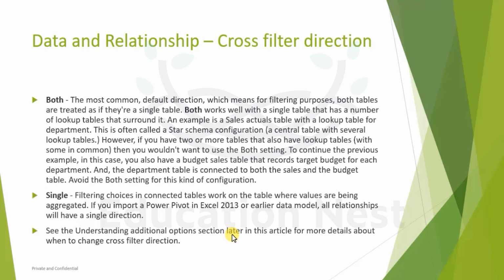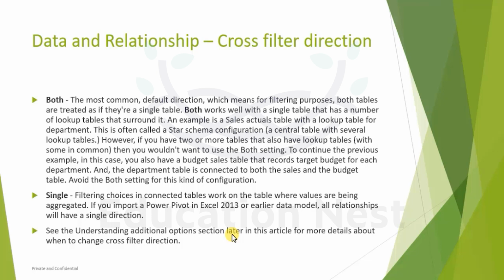Moving on. Now what did cross-filter direction do? So when you set it to both, the most common and default direction, it means for filtering purposes, both tables are treated as if they are a single table. Both works well with a single table that has a number of lookup tables around it. An example is a sales actuals table with a lookup table for a department. This often is a star schema.